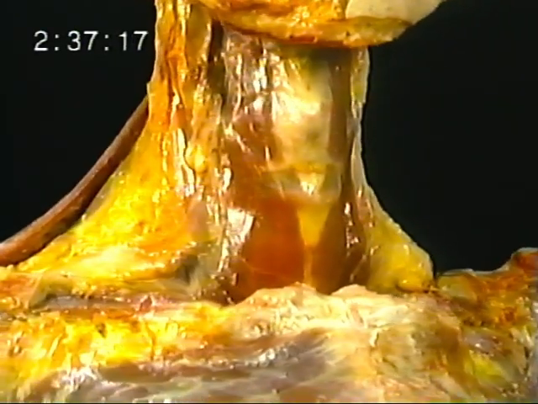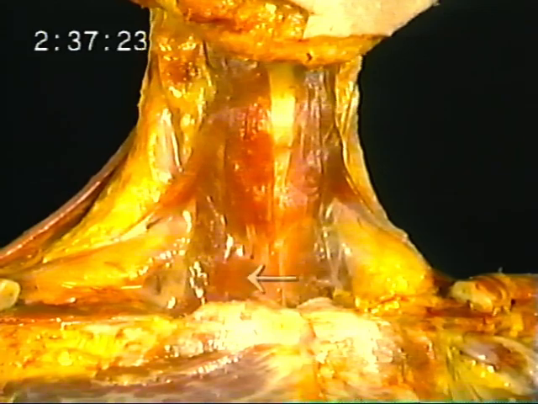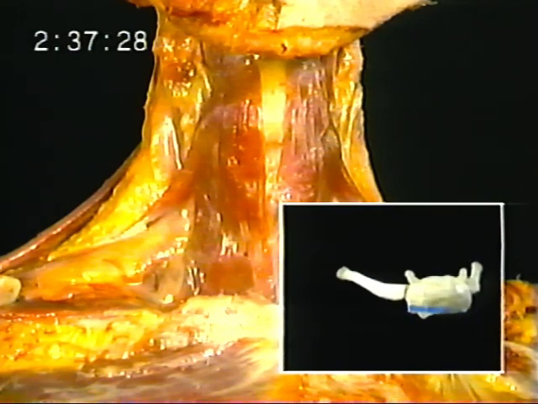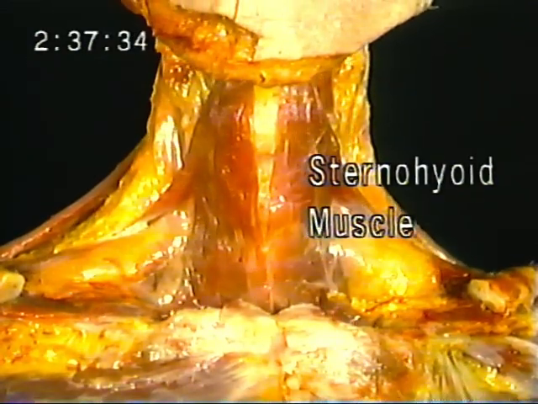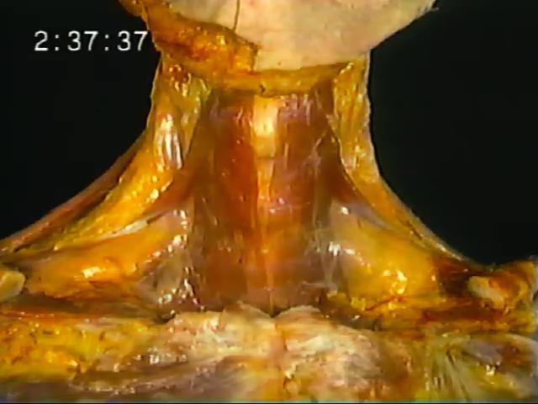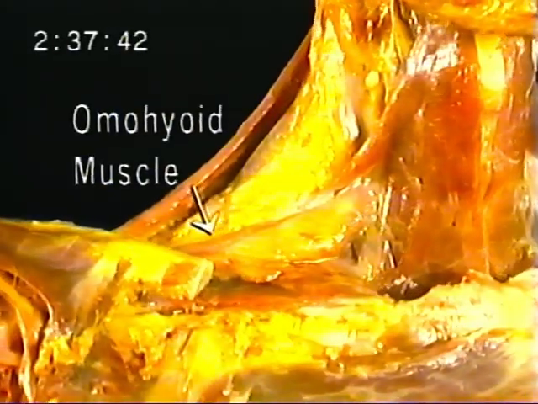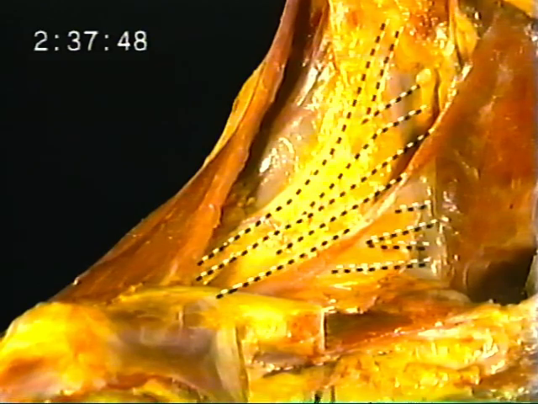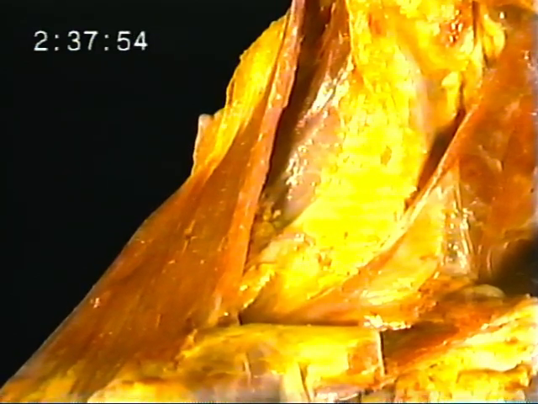Now we'll add the other two infrahyoid muscles to the picture, the omohyoid and the sternohyoid. The omohyoid muscle arises here, the sternohyoid here on the body of the hyoid bone. The sternohyoid runs straight downwards close to the midline and inserts on the back of the sternum here. The omohyoid muscle runs downwards, laterally, and backwards. It lies in front of the carotid sheath and the brachial plexus, which is under here. The omohyoid muscle passes beneath the trapezius muscle to insert on the upper border of the scapula.